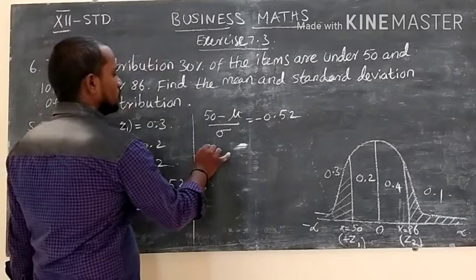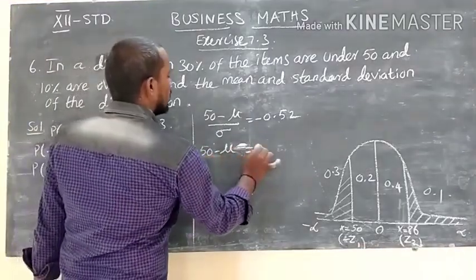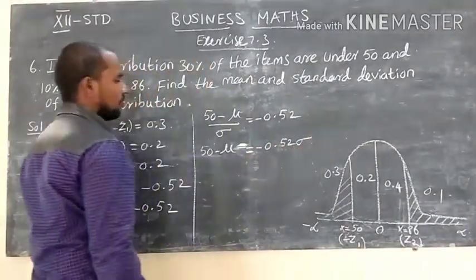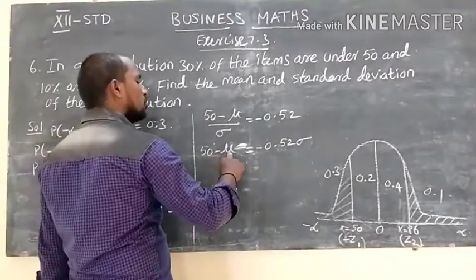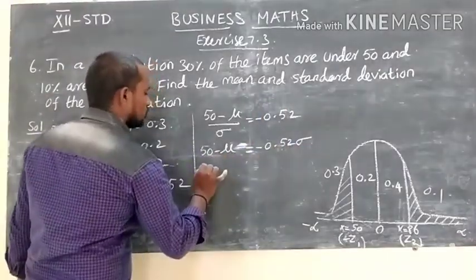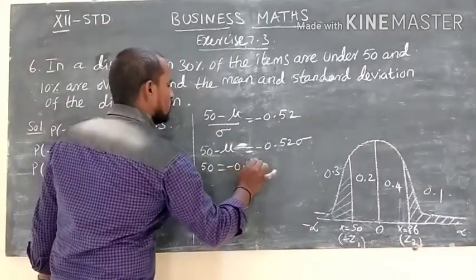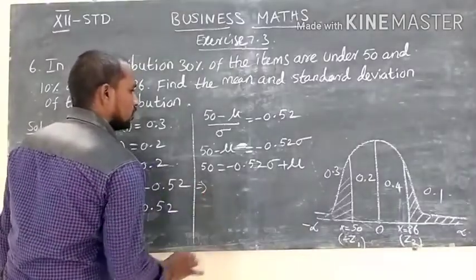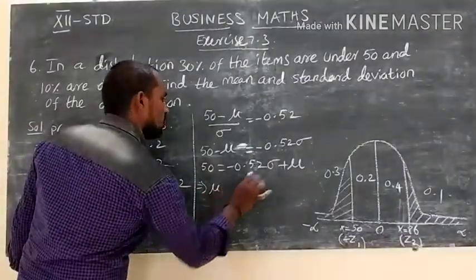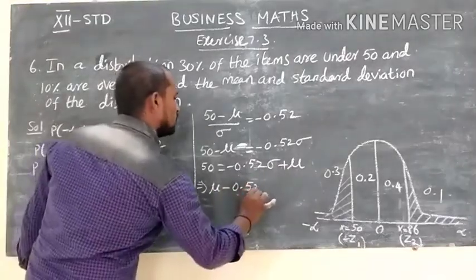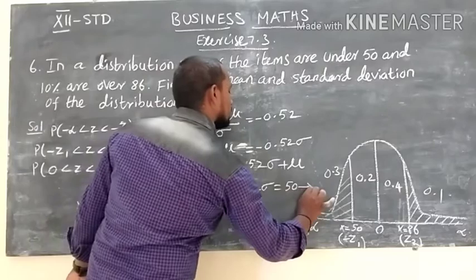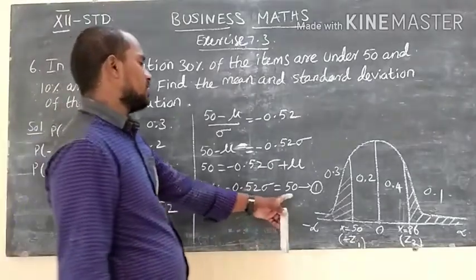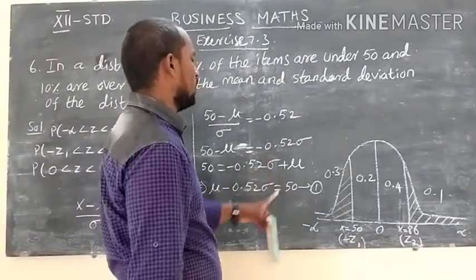So 50 minus mu equals, multiplying by sigma, minus 0.52 sigma. Making the transformation, mu on the right side we get plus mu. So 50 is equal to minus 0.52 sigma plus mu. So mu minus 0.52 sigma equals 50. This is equation number 1. In the next slide we do the second equation, then solve 1 and 2 to get the sigma and mu values.